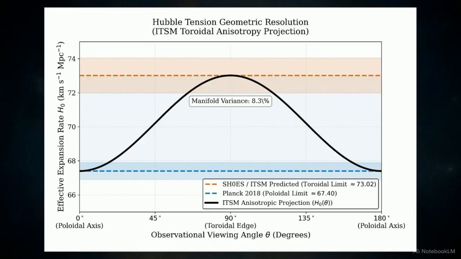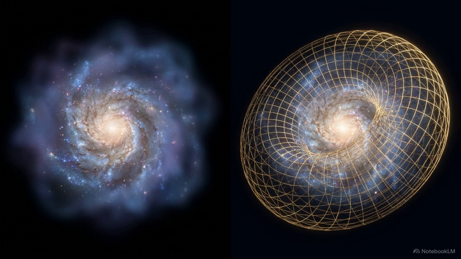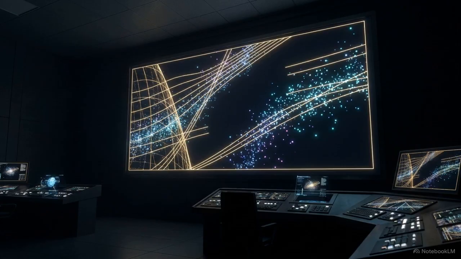This geometry also dictates how we measure expansion. Depending on the observer's viewing angle relative to the torus, measurements will vary by exactly 8.3%. This chart shows how both the Planck and SHOES values fit into the same geometric curve. Relying on fixed topology and fluid dynamics replaces the search for invisible particles with precise geometric laws. Scientific models succeed by generating falsifiable predictions that challenge the status quo.